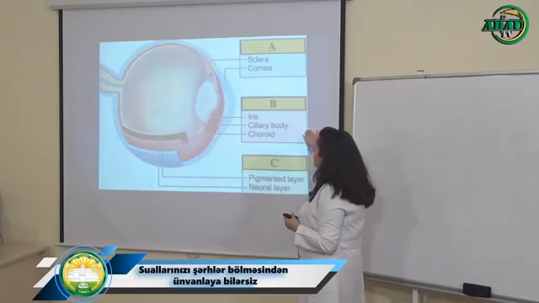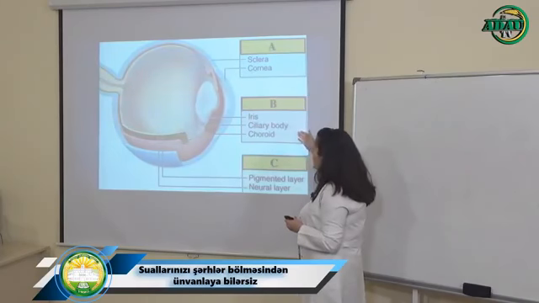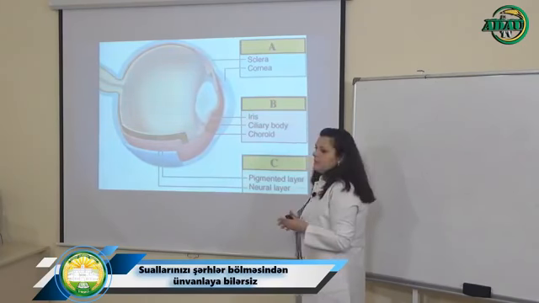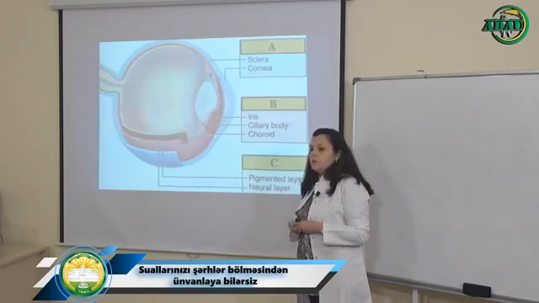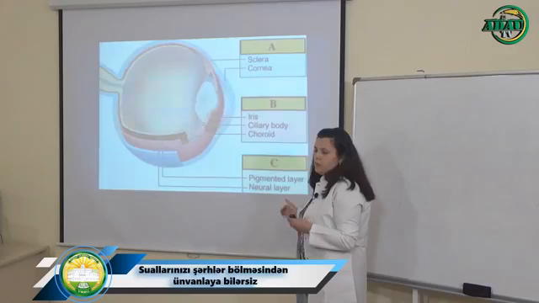The second layer, the vascular layer, consists of three main components: iris, ciliary body, and choroid. And the inner layer, which is also called retina, consists of two layers: pigmented layer and neural layer. Of course, the retina itself consists of 10 layers.